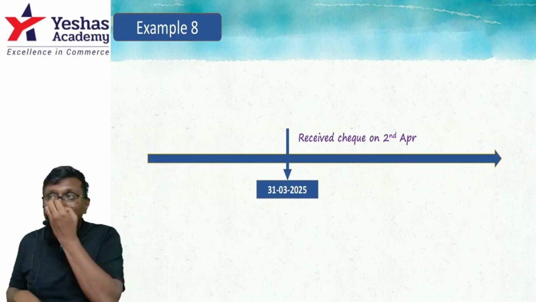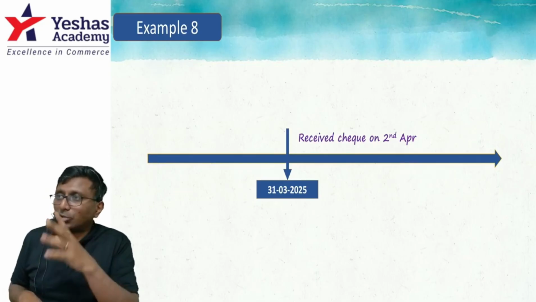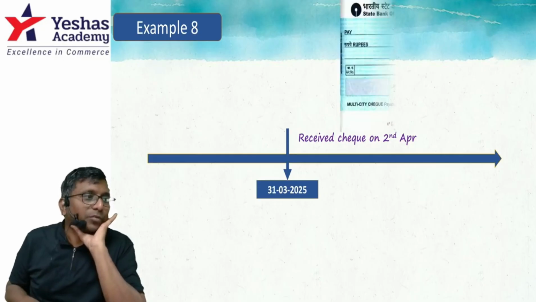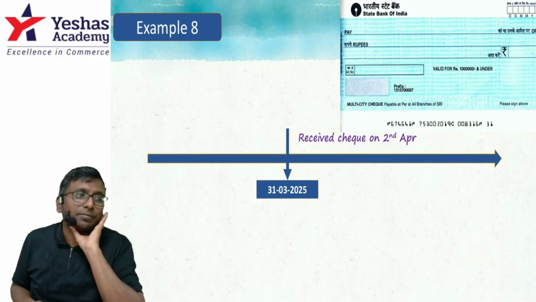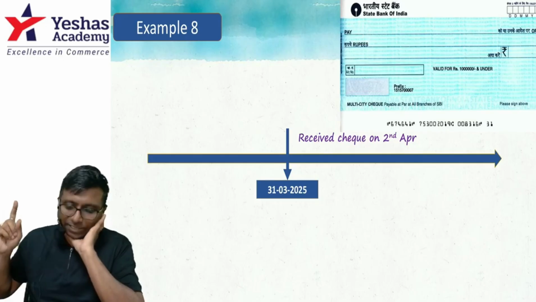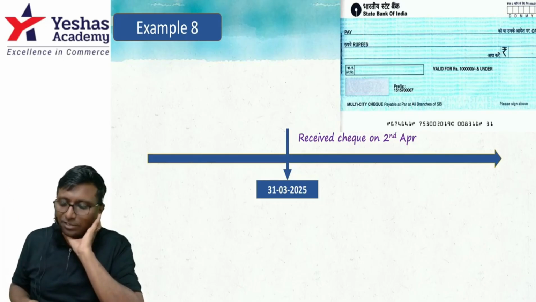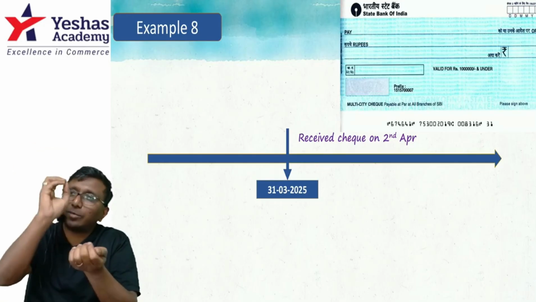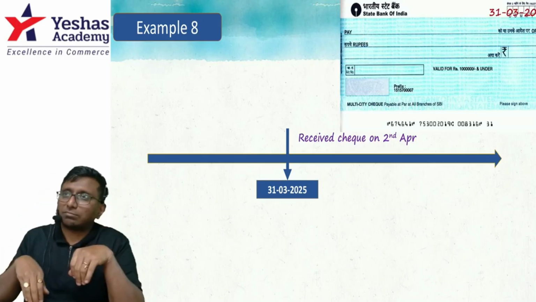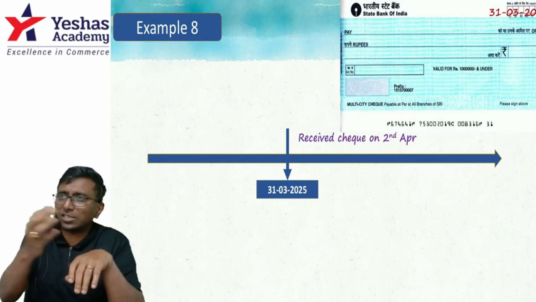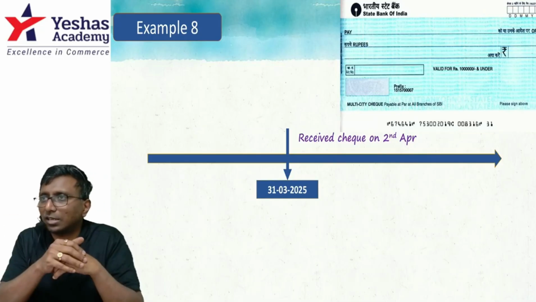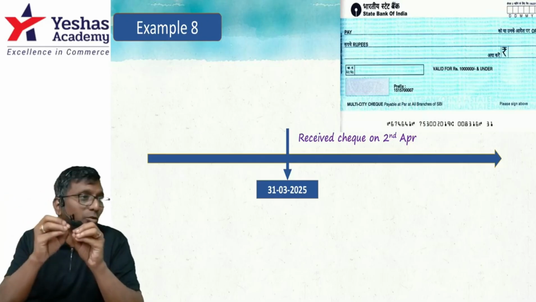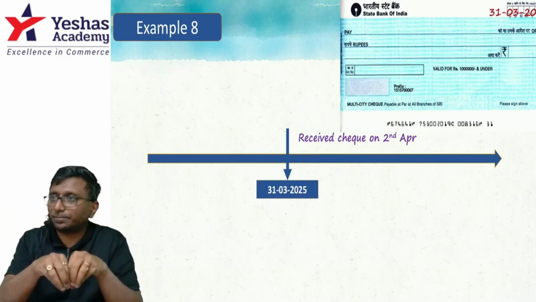Example number 8. This is one good example. You can answer, or there can be a possibility of a little confusion, not much. We received a check on 2nd April. But if you see the check, it's written 31st March. Somebody signed the check on 31st March and posted it. I got the check copy on 2nd April. That's fine, one or two days for delivery time. So 31st March 2025 was written on the check.